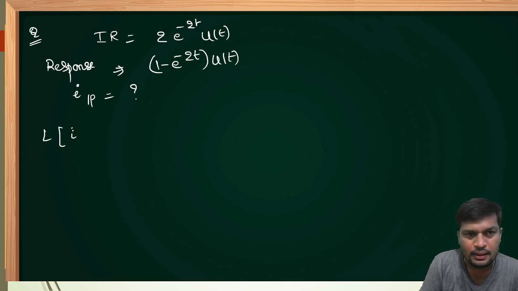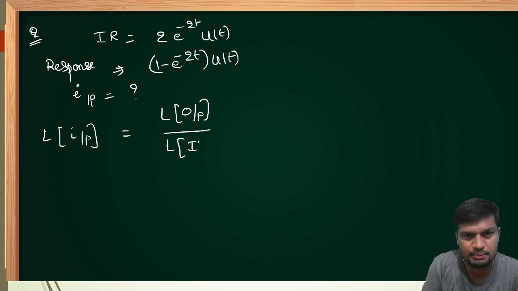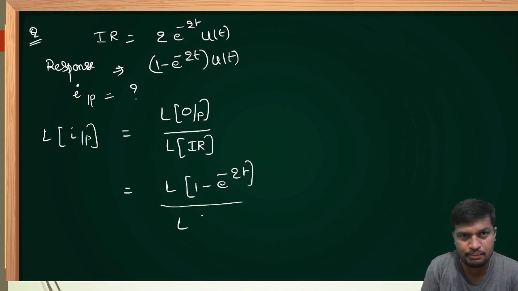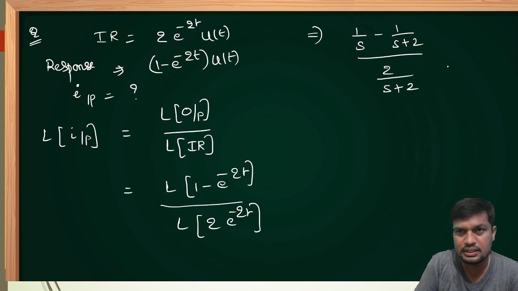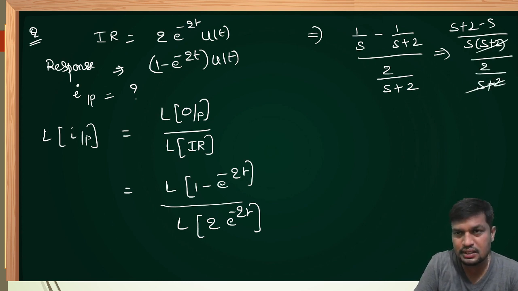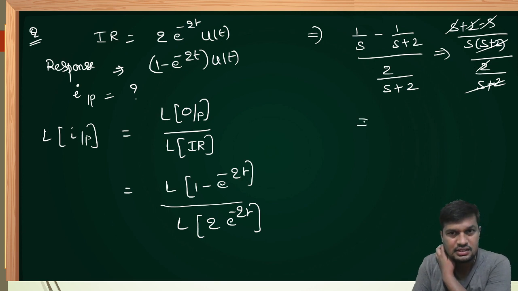Once again the same formula: Laplace of input is equal to Laplace of output upon Laplace of impulse response. Now the Laplace of output, or response, is given as 1 minus e power minus 2t, upon the impulse response 2 into e power minus 2t. Dear friends, we know that Laplace of 1 is 1 by s, e power minus 2t is 1 by s plus 2, and Laplace of 2 e power minus 2t is 2 upon s plus 2. The simplification will be s plus 2 minus s upon s into s plus 2, upon 2 upon s plus 2. The s plus 2 cancels, s cancels and 2 also cancels, which is equal to 1 by s.